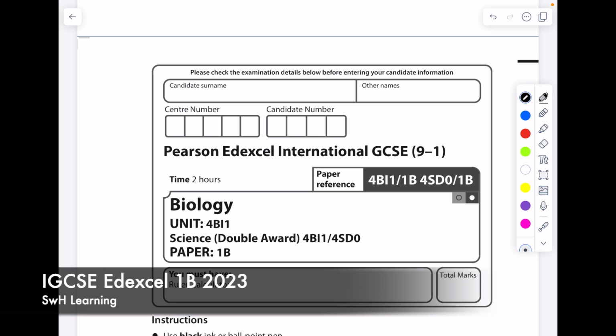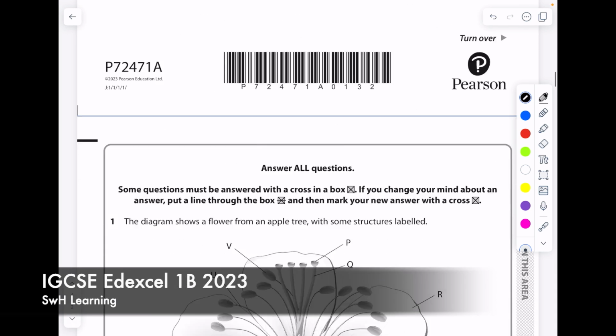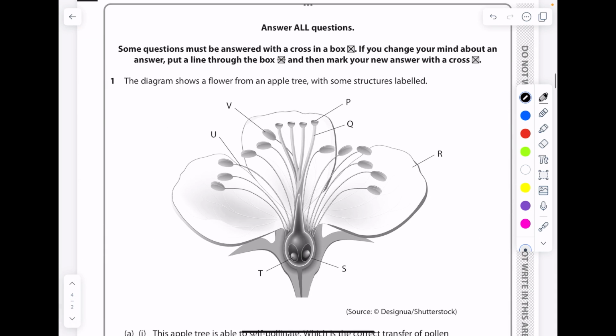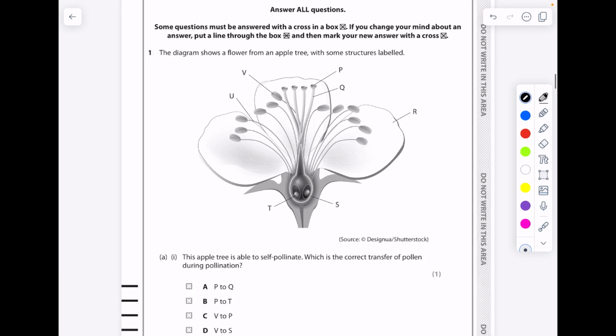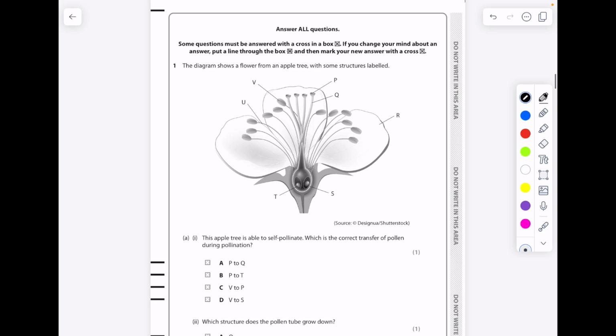This is a Biology IGCSE Edexcel 1B paper from 2023. The diagram shows a flower from an apple tree with some structures labelled. This apple tree is able to self-pollinate, which is the correct transfer of pollen during pollination. So remember, pollen is made on the anther and then it gets transferred to the stigma in pollination.